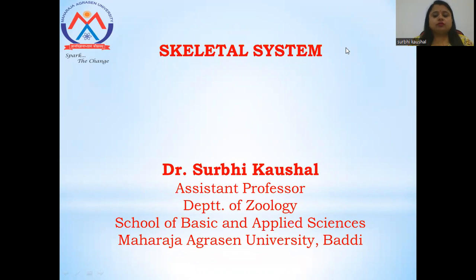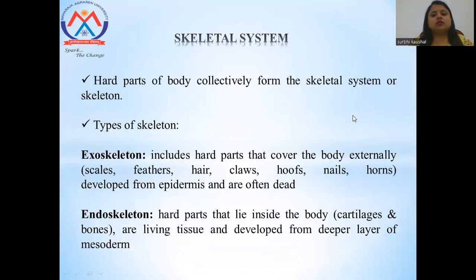Today, we are going to discuss the skeletal system. So, what is the skeletal system? The hard parts in our body, collectively known as the skeletal system, or you can also say skeleton. It is of two types, exoskeleton and endoskeleton.